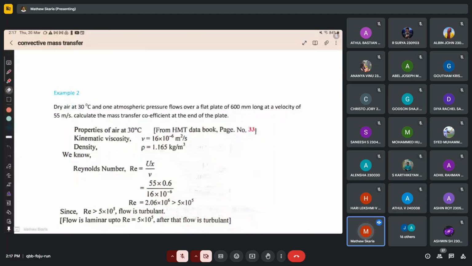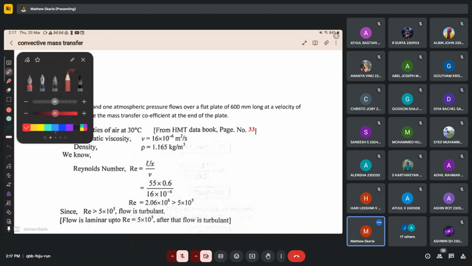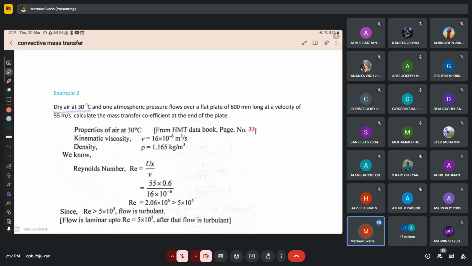So one of the questions that I gave for the assignment is like this: dry air at 30 degrees centigrade and 1 atmospheric pressure flows over a flat plate of 600 mm length with a velocity of 55 meter per second. Calculate the mass transfer coefficient.